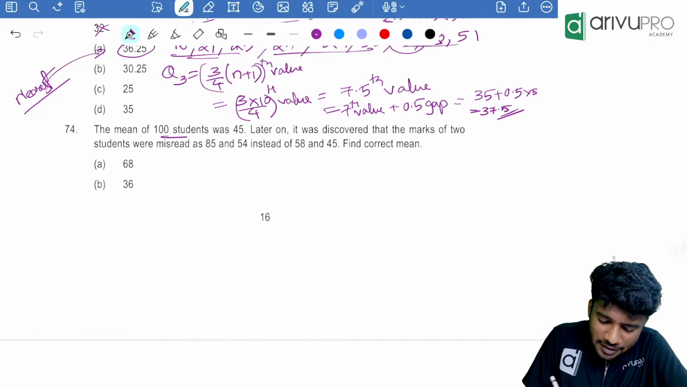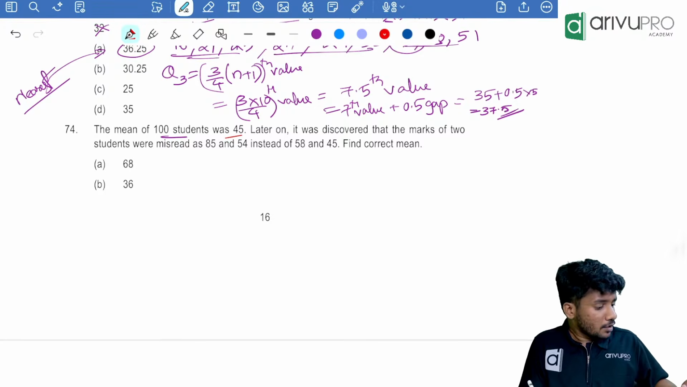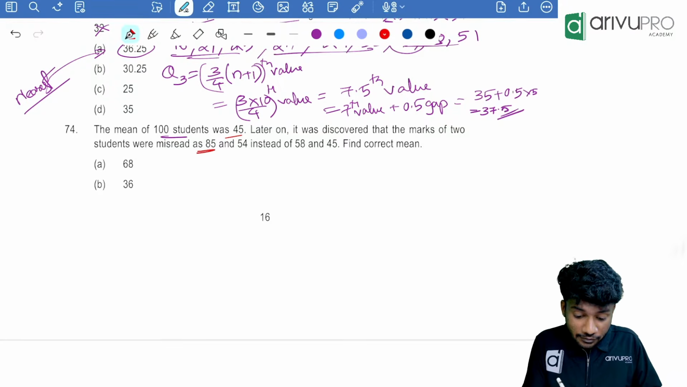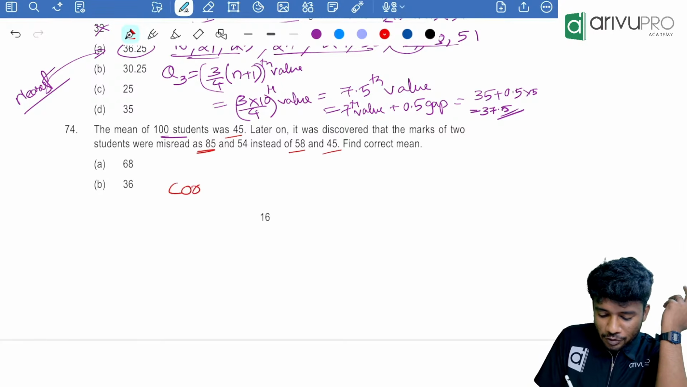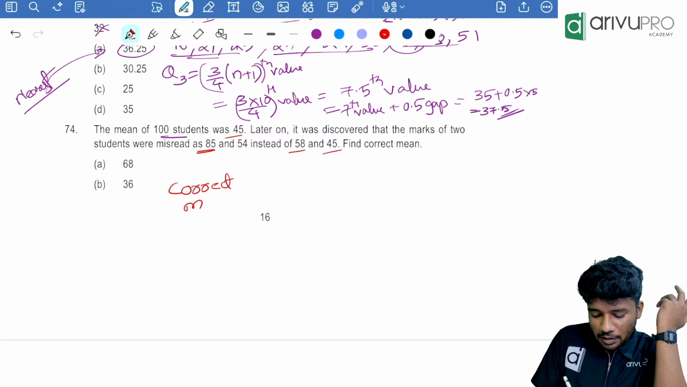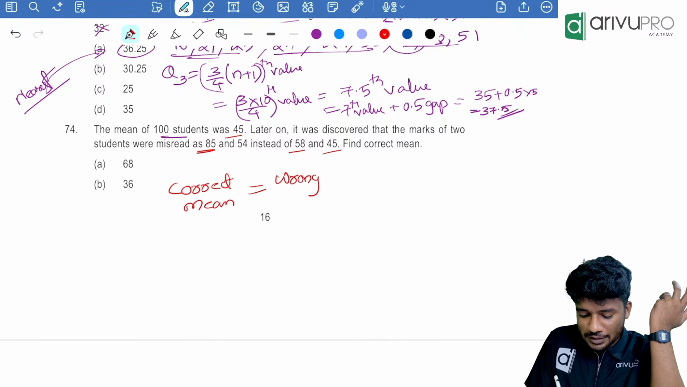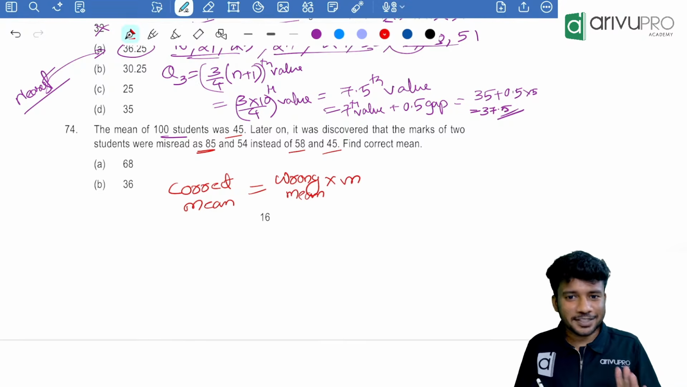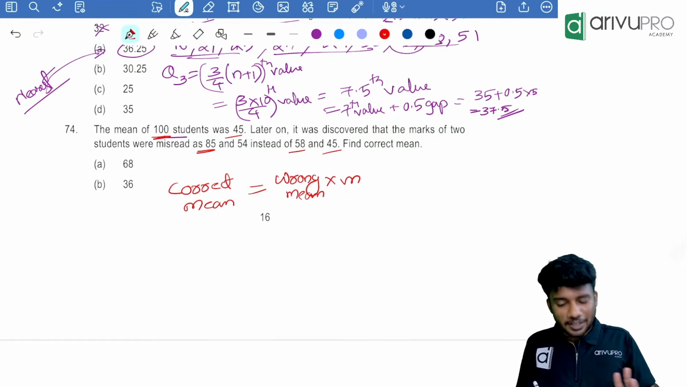The mean of 100 students was 45. Later on, it was discovered that marks of two students were misread as 85 and 54 instead of 58 and 45. Find the correct mean. People, I have told you the correct mean formula is nothing but what? First of all, we need to find the wrong sum. Wrong sum means wrong mean into number of values. How many terms are there in total? Here, how many terms are there? 100 students means n value is 100.